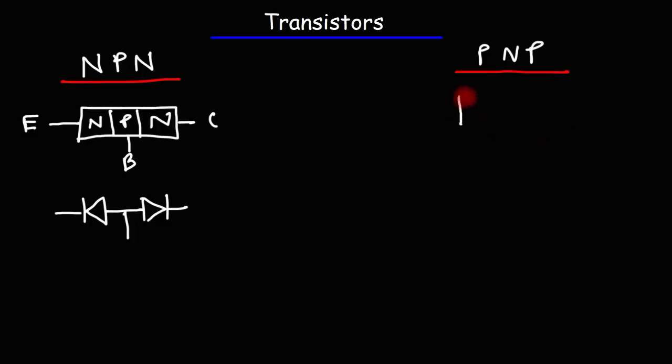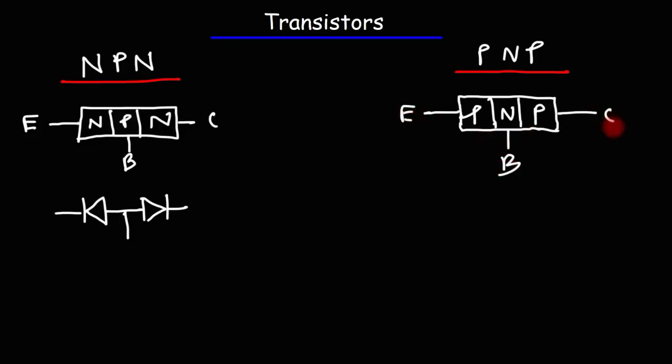Now let's spend a minute talking about the PNP transistor. So everything is in reverse for this particular transistor. Instead of having two N-type materials and one P-type material, we have two P-type materials and an N-type material. So the base is made up of the N-type semiconductor. The emitter and the collector are made up of a P-type material. So the equivalent symbol for the PNP transistor using diodes looks like this.